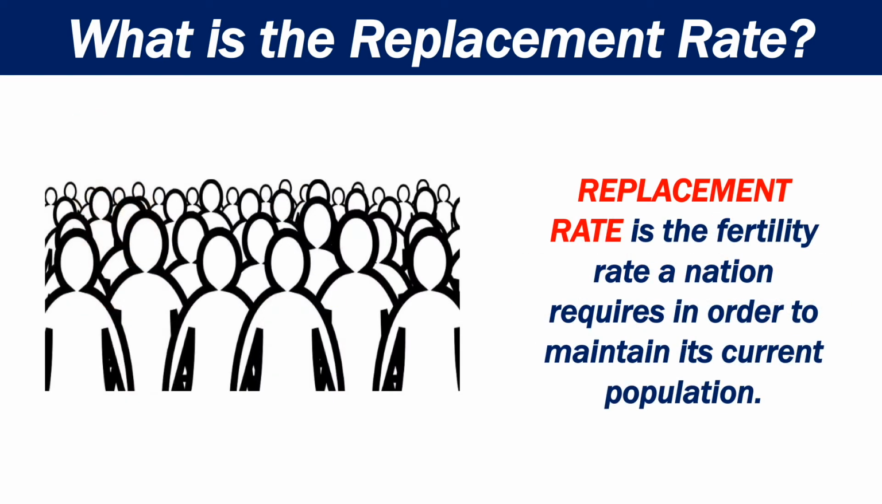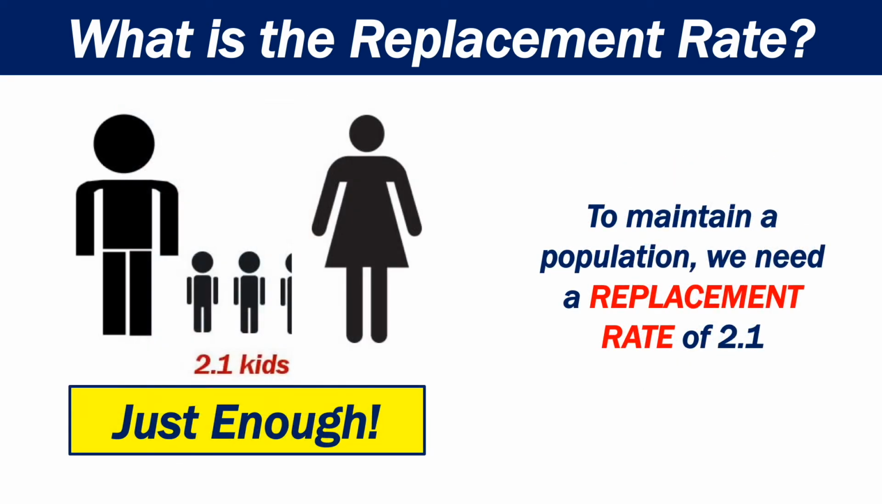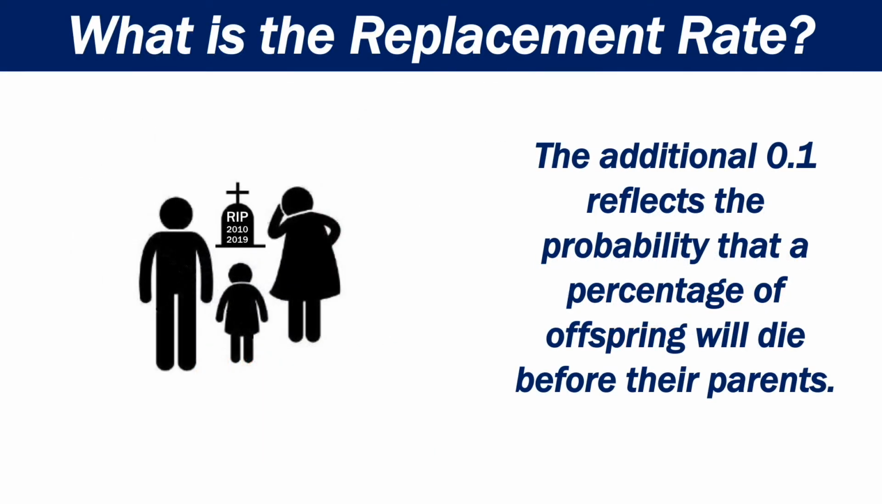Replacement rate can also refer to the fertility rate a nation requires in order to maintain its current population. A replacement rate of 2, that is, 2 kids per mother, is not enough to maintain a population. To maintain a population, we need a replacement rate of 2.1. The additional 0.1 reflects the probability that a percentage of offspring will die before their parents.